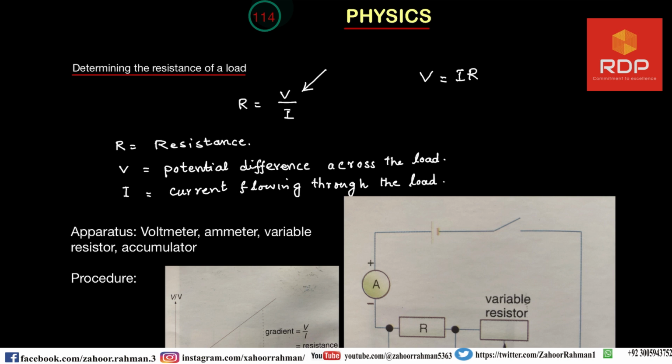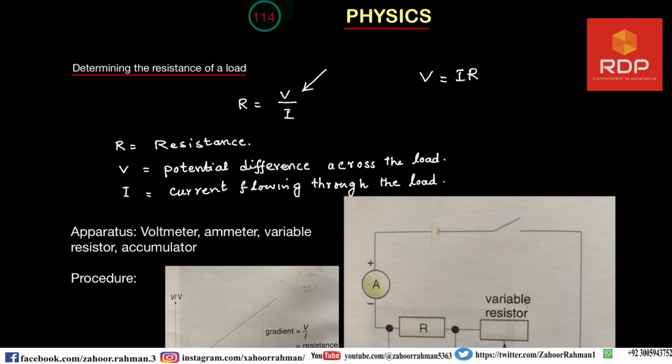It is written here, R is the resistance, which we are going to find. V is the potential difference across the load. I is the current flowing through the load. So this equation is telling us that we will need two devices. One is a voltmeter and the second one is an ammeter. You also learned in the previous lectures that a voltmeter is always connected in parallel while an ammeter is connected in series.